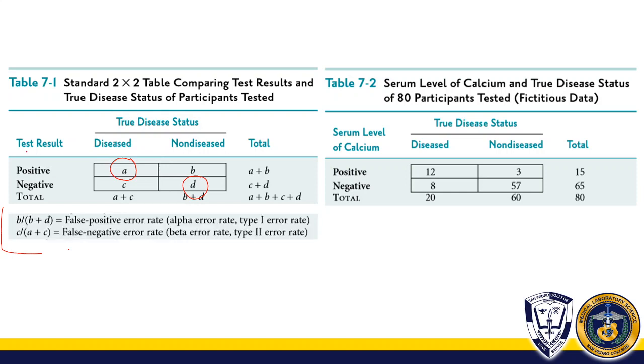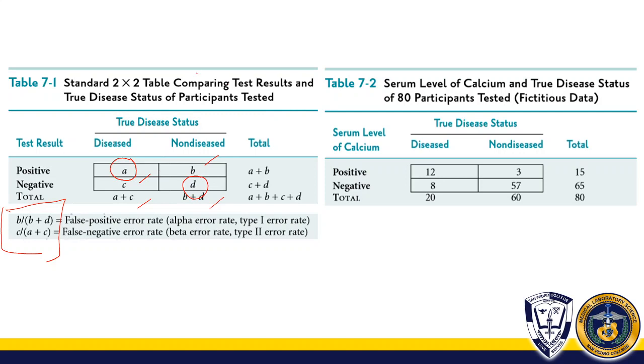Try to look at this formula. Here we look at B over the total number of individuals that do not have the disease, and C over the total number of individuals that have the disease. Just remember that is the formula for your false positive and false negative.